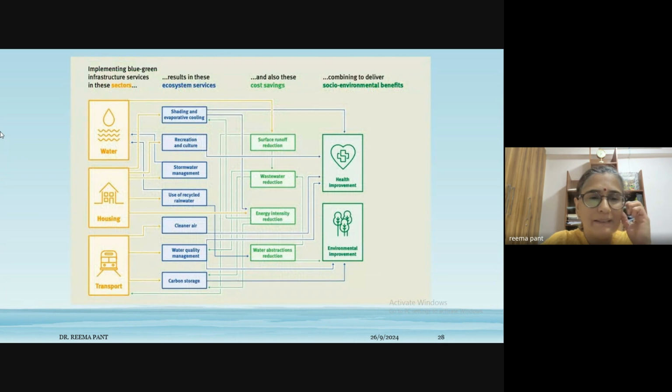Okay, so this is how the implementation will happen. When I talked about blue-green infrastructure, this is water, house, and transport. When you look at these three things very carefully, are you using good transportation facilities for your organization? Are the teachers being given a public transportation facility by the organization? Then you cut down on your carbon footprint because individual cars are not coming in. A lot of clogging is not happening. The spaces are neat. You have more space for walking and doing things.